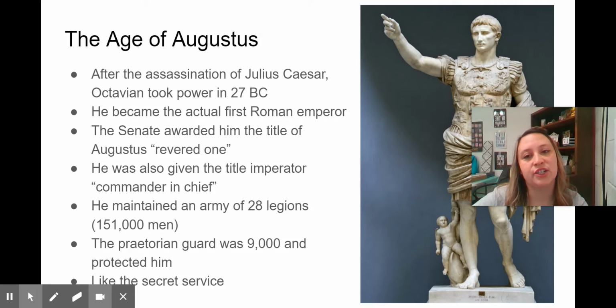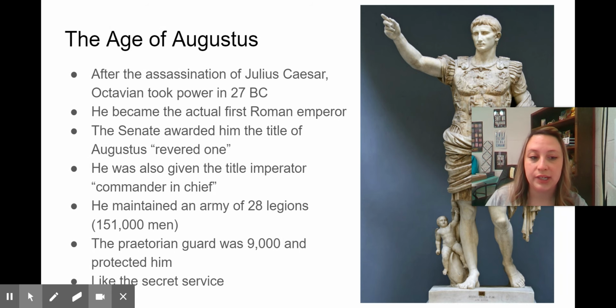So after the assassination of Julius Caesar, Octavian took power in 27 BC. He became the actual first Roman emperor. The Senate awarded him the title of Augustus, or Revered One. He was also given the title Imperator, which is Commander-in-Chief, and he maintained an army of 28 legions, which is 151,000 men. The Praetorian Guard was 9,000, and that's basically like his secret service that protected him.